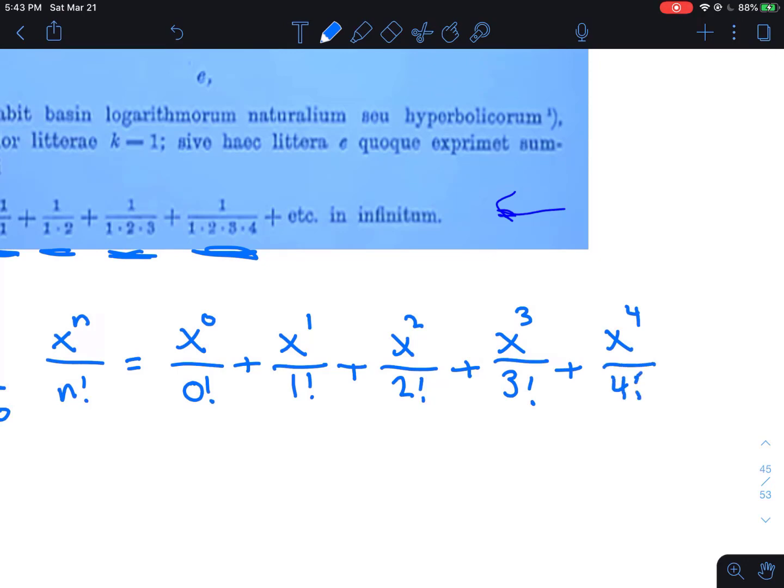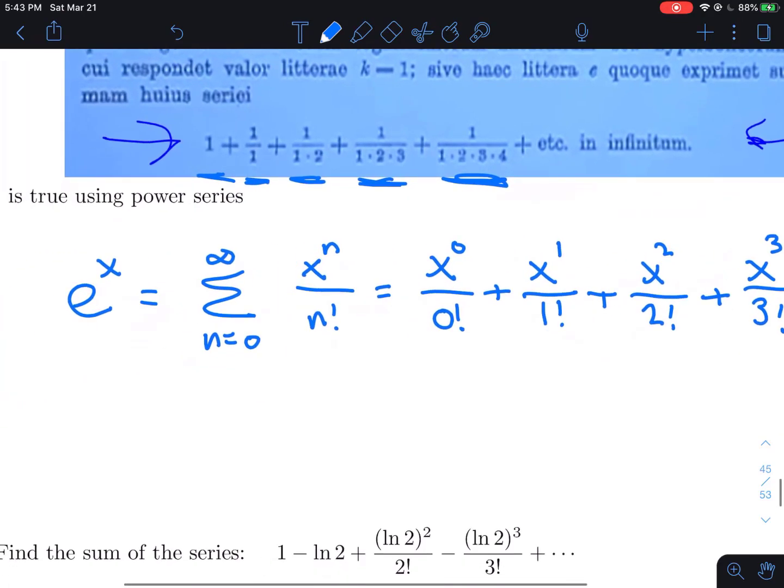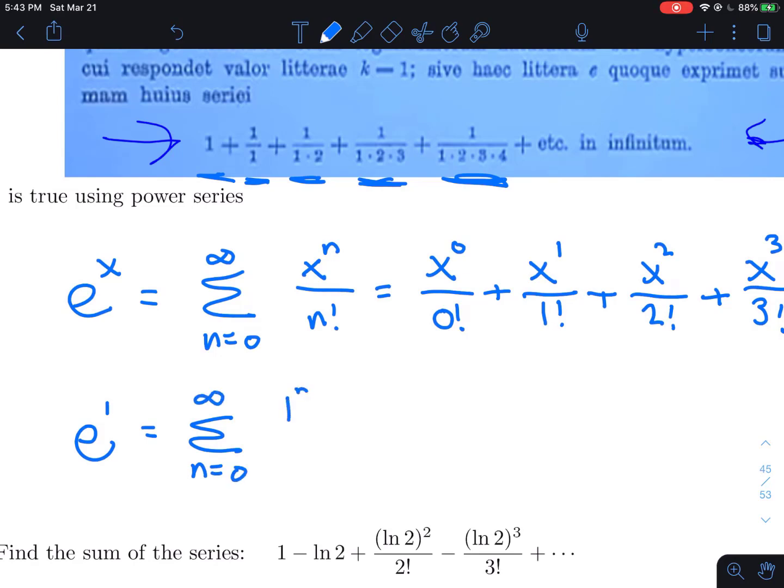There we go. And so if we wanted to calculate e itself, e to the first power, let's plug in a 1 everywhere we see an x. So if we plug in a 1 everywhere we see an x, we would get, summing up from n equals 0 to infinity, of 1 raised to the nth power divided by n factorial. Well, 1 raised to any power is just 1. So we could do this.